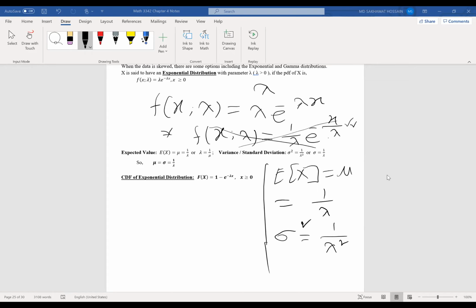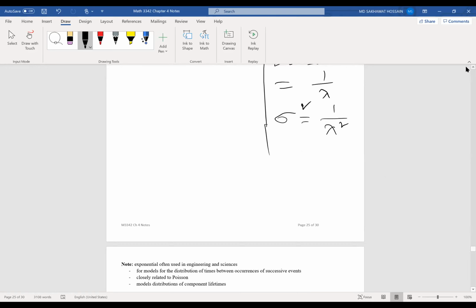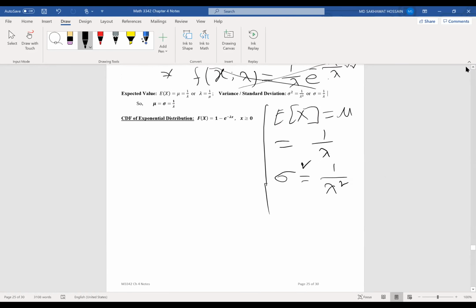Now the CDF. We can derive the CDF from the PDF. The definition of the CDF, F of x, is the probability that X is less than or equal to x. So this is the definition of the CDF, and then it will be from negative infinity.